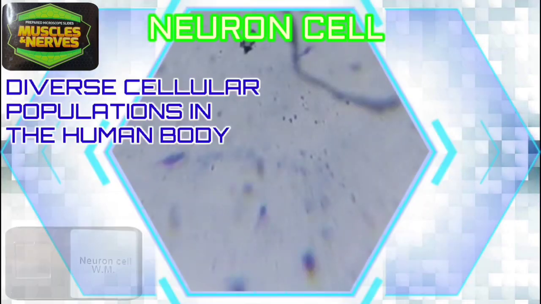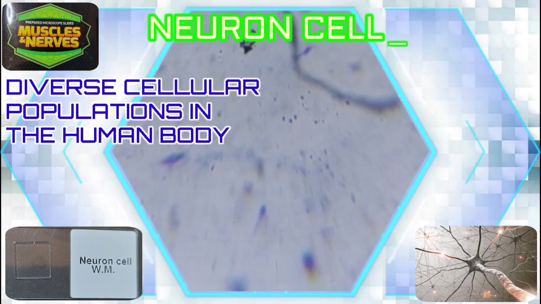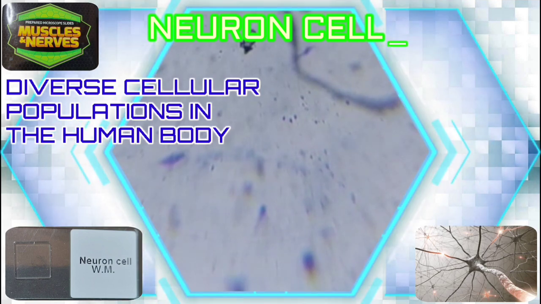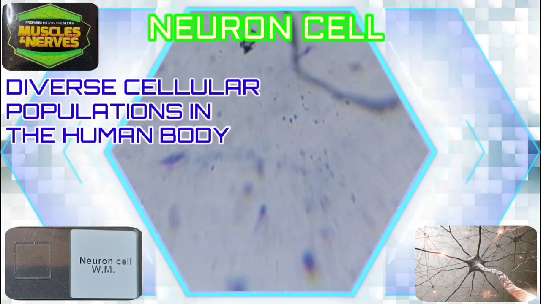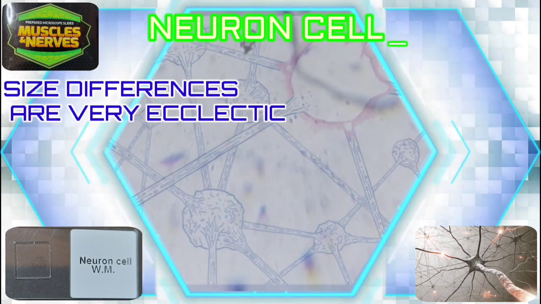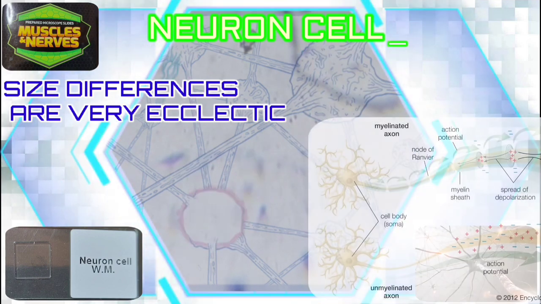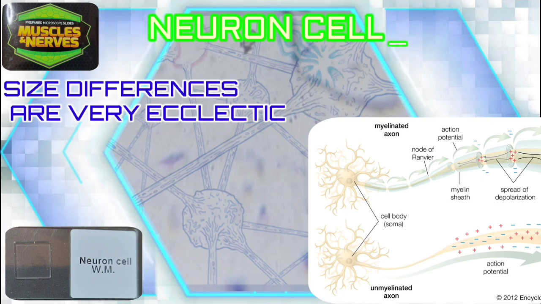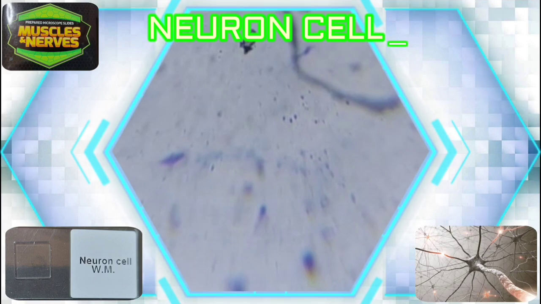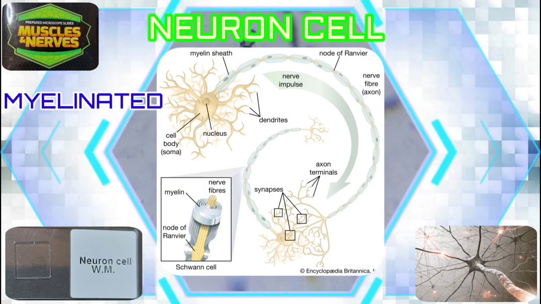Neurons are one of the most diverse cellular populations in the human body. They have a wide variety of branching patterns that is characteristic of a particular subset of neurons. The size differences are also very eclectic. Some neurons are long, wide, and myelinated, while others are short, narrow, and unmyelinated. Myelinated is covered with myelin sheath.